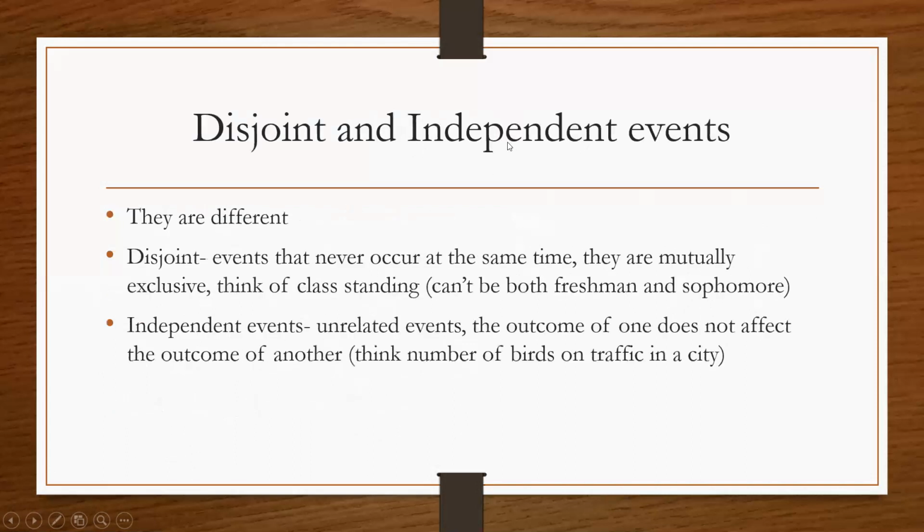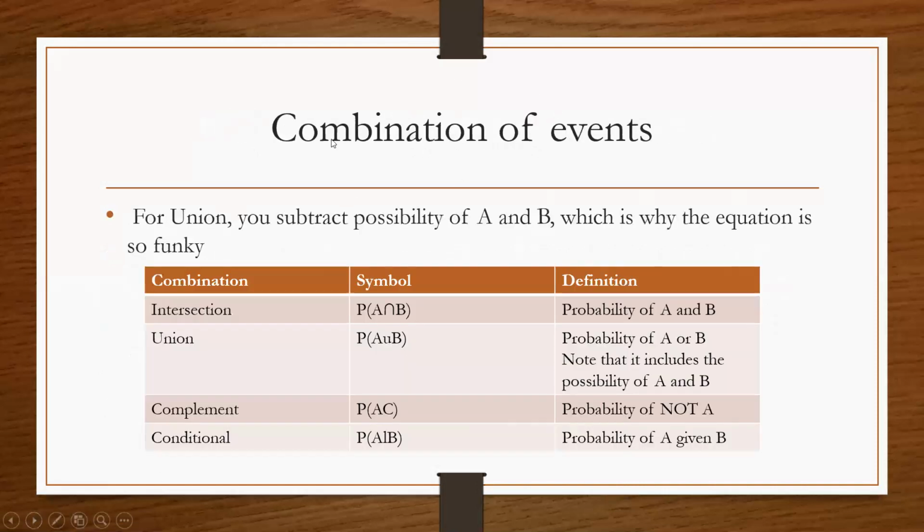All right, so disjoint and independent events. Disjoint basically says that events that will never occur at the same time are mutually exclusive. An example of this is class standing. You can't be both a freshman and a sophomore at the same time. As soon as you graduate from one, you become the other. Independent events are basically unrelated events, so the outcome of one does not affect the outcome of the other at all. Think of birds and city traffic. The more birds you have doesn't really affect the amount of traffic in a city. It's just unrelated.